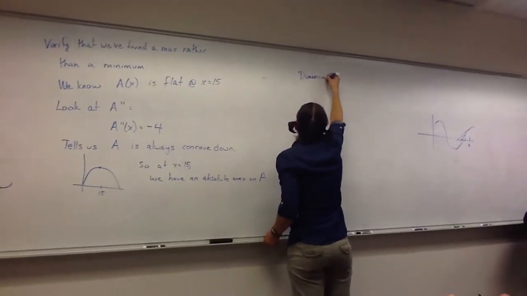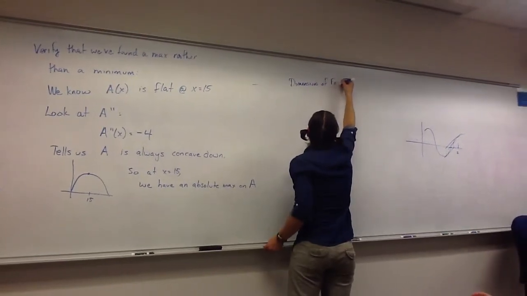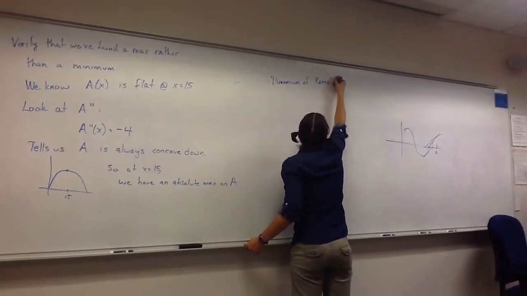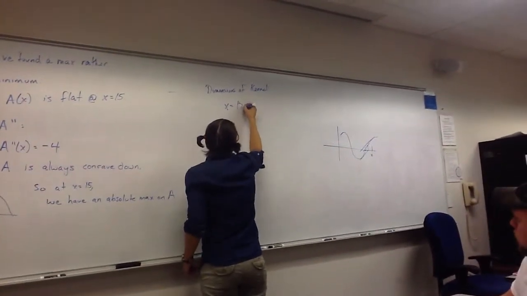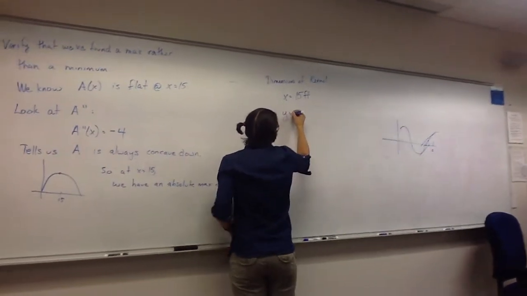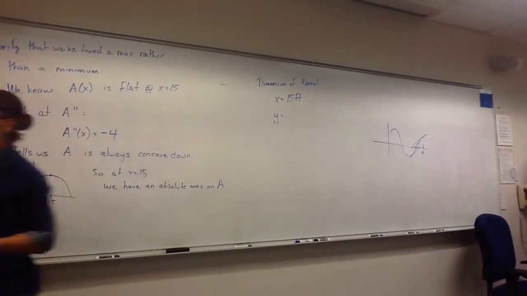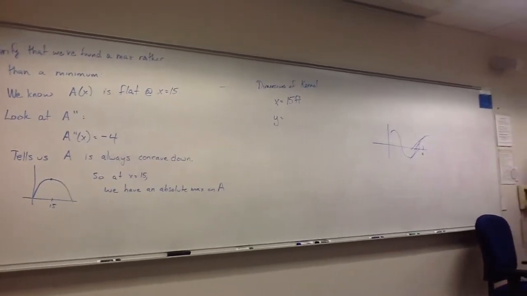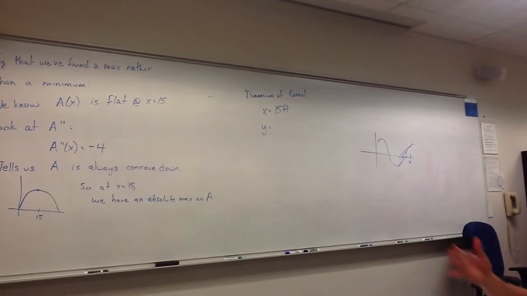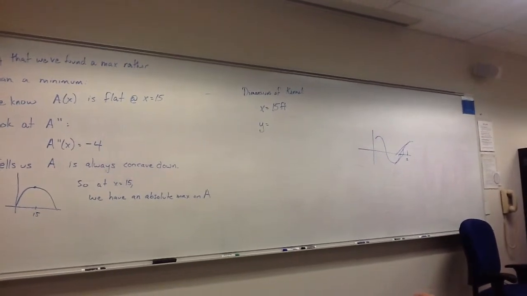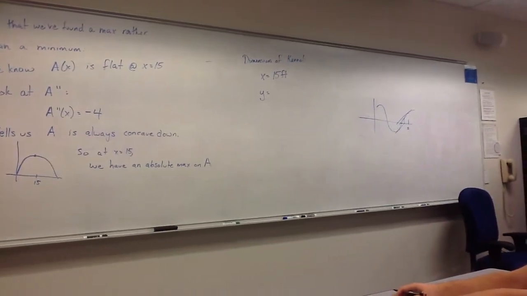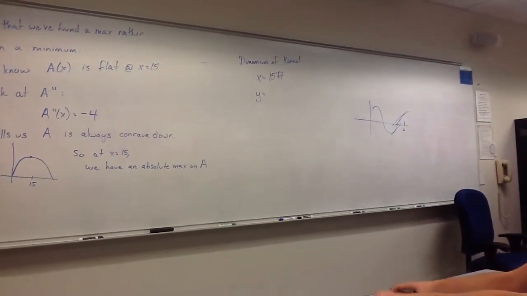And so to answer the question, the dimensions of our kennel, well, the x value is going to be 15 feet. What about the y value? Okay, so why 30? I mean, how do we know that? Okay, say it a little louder. We have two x's, so 15 and 15 is 30. Okay. Take 60 minus 30, leaves you 30.